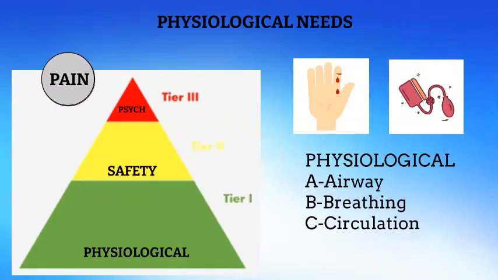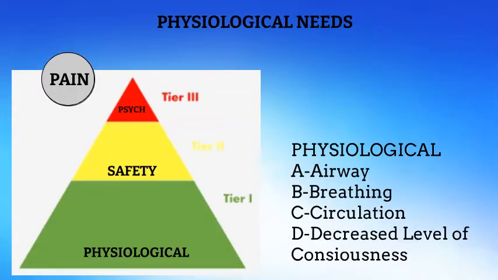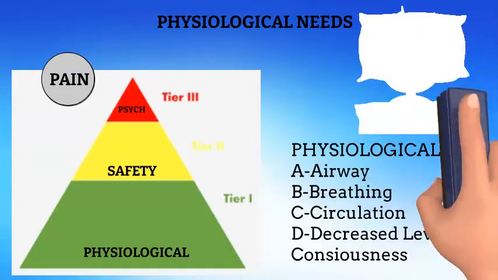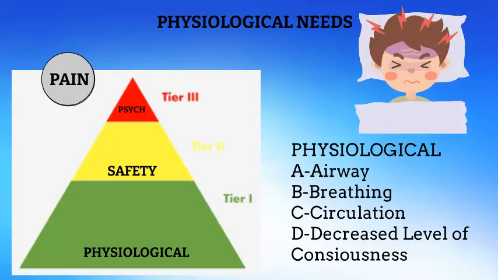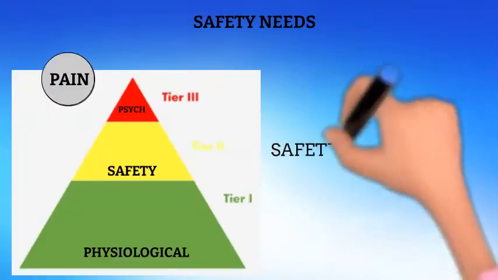Circulation. Are they bleeding or hemorrhaging? How is the patient's blood pressure and heart rate? And then we have decreased level of consciousness. Is there a head injury? Are they confused or disoriented? These are the kinds of questions we have to ask.